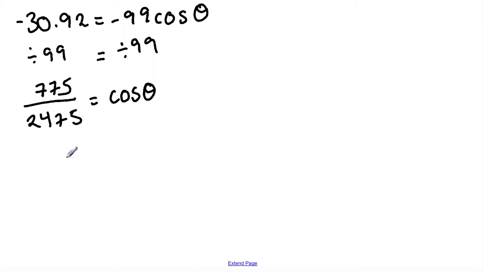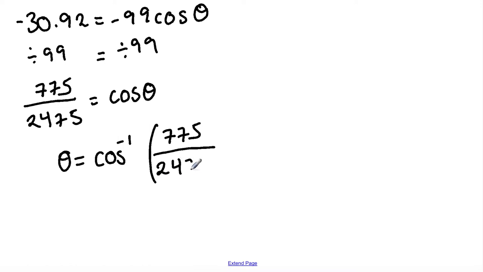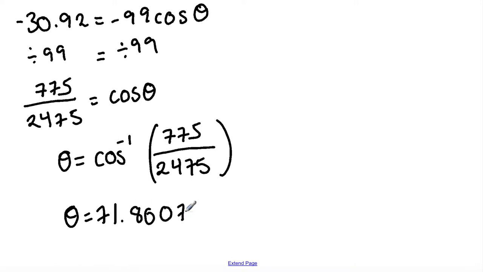Now I'm going to take the inverse of cos to find out the value of theta. So theta is equal to cos to the power of negative one, 775 over 2475. Therefore, the value of theta is equal to 71.8007483. Going to round it to 1 dp. Theta is equal to 71.8 to 1 dp.